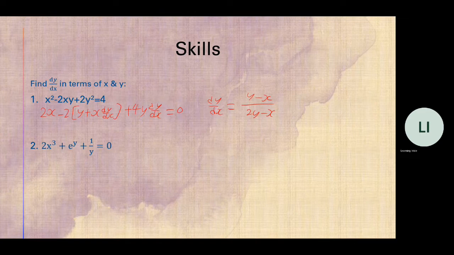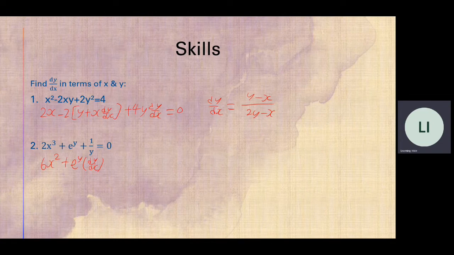Next up, 2x cubed plus e power y plus 1 over y equals 0. Again, d dx on both sides. First term, bring down the power, reduce the power by 1, and differentiate inside, 6x squared. Exponential, you get back the same function. Once again, do not forget to multiply by the derivative of the power, and because it's a different variable, dy dx. Likewise, power rule, 1 over y squared, differentiate inside, differentiating y with respect to x, dy dx. All right? Again, simplify this.